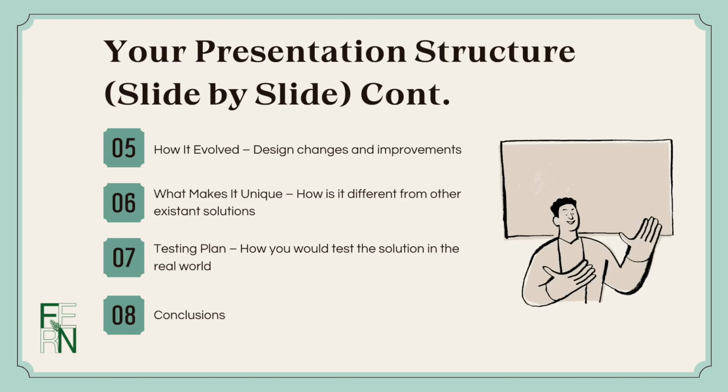And here's the second half of the presentation. The fifth slide should be how it evolves slide. Show how your design changed or improved over time. The sixth slide should be what makes it unique. What sets your idea apart from existing solutions? Next, the seventh slide should be testing plan. Explain how someone could test your solution in the real world. And finally, there should be a conclusion slide. Wrap it all up. What did you learn? What comes next? You can use more than one slide per section if you need to. Just keep things clear and focused, and keep the entire presentation to under 5 minutes.